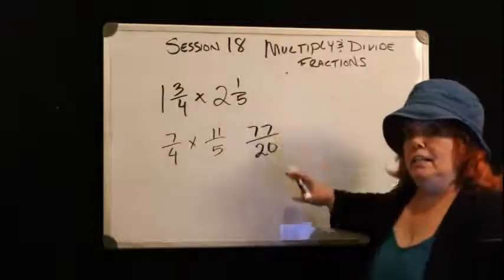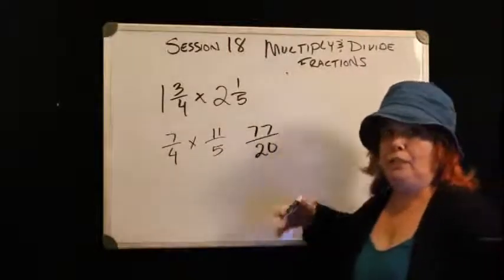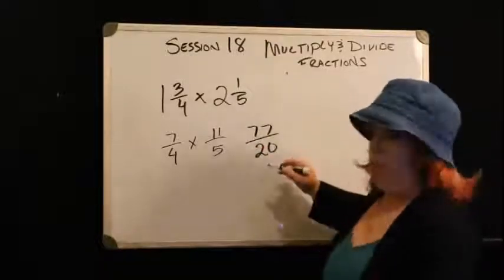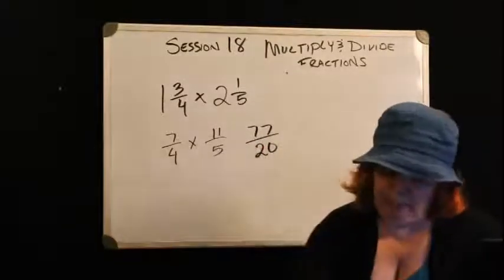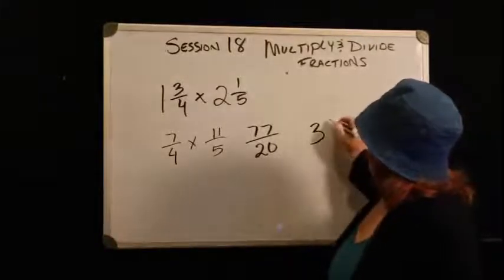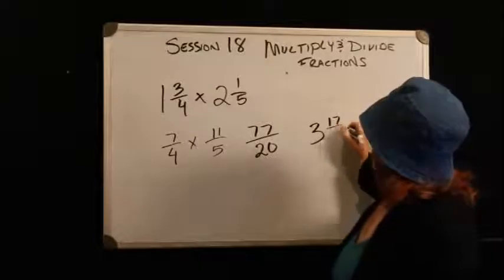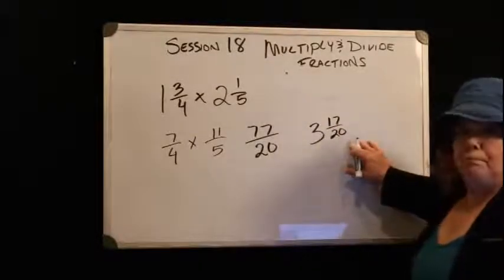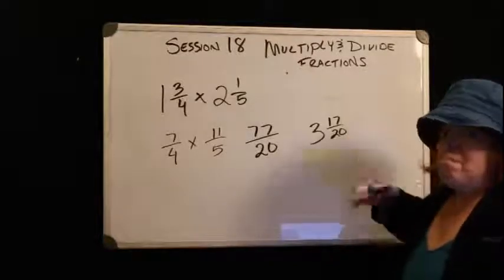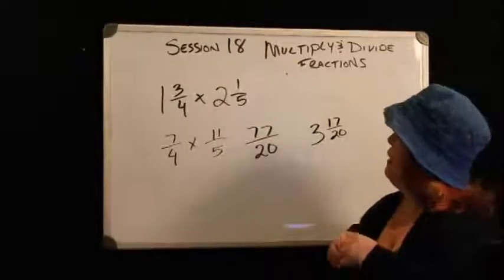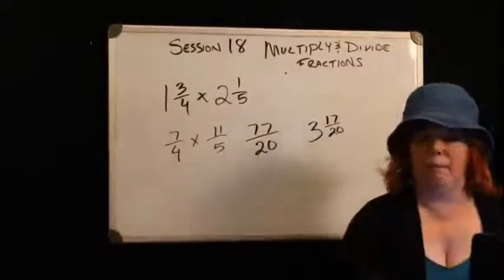And now again, this is an improper fraction, so we need to change it back to a proper fraction or a mixed number. 20 goes into 77 how many times? 3 times. And that leaves us with 17 over 20. Can I reduce this any? I don't think so. No, it cannot be reduced. So that is how we would deal with a mixed number.